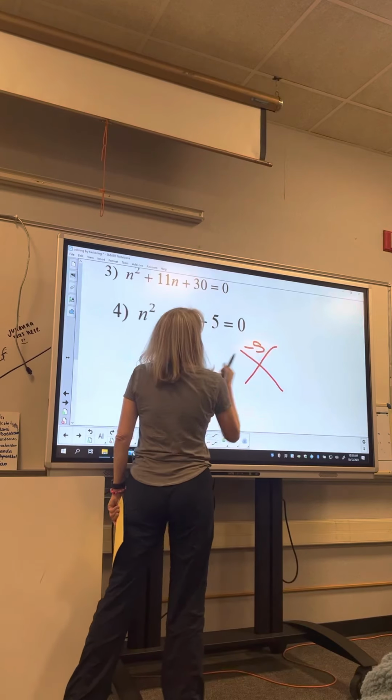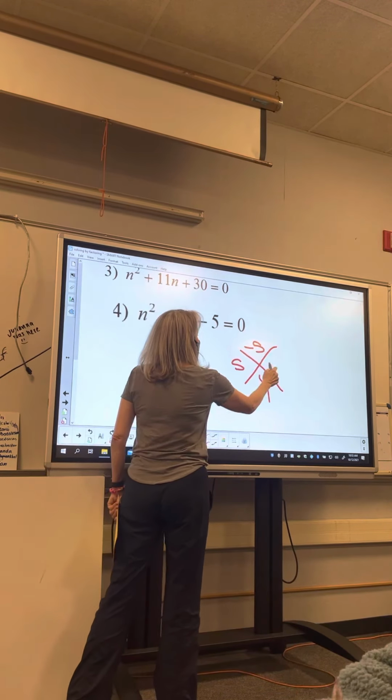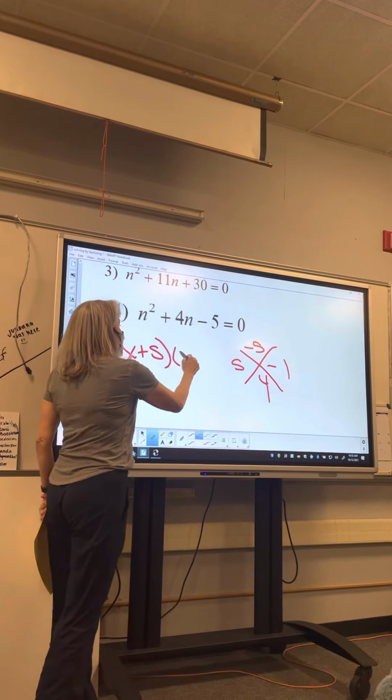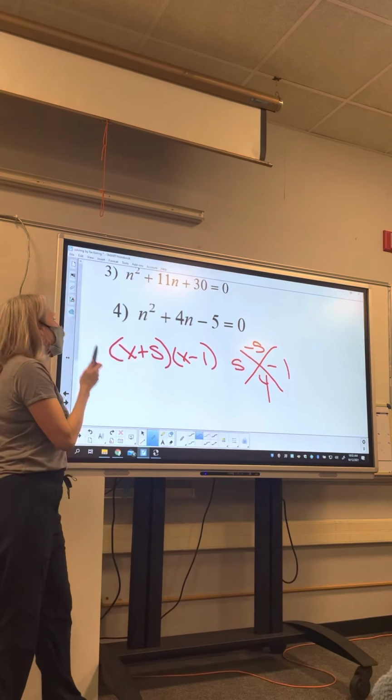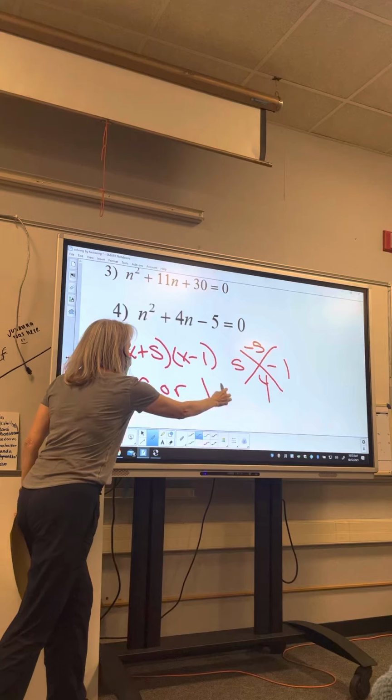Factors of 5 that add, that make 4 when I put them together. We're gonna have a 5 minus 1, X plus 5, X minus 1. My answers are X equals negative 5 or positive 1.